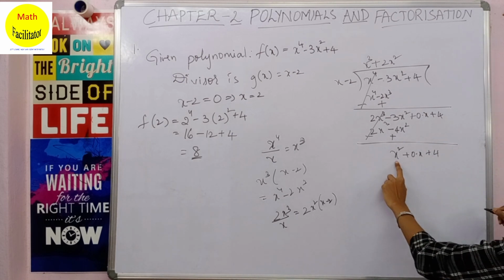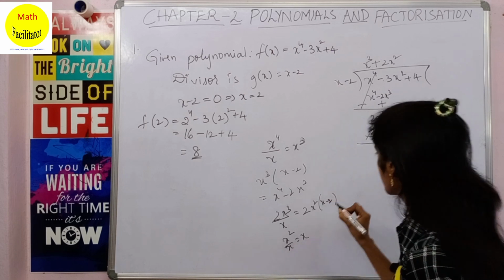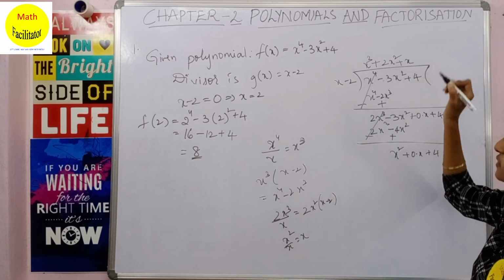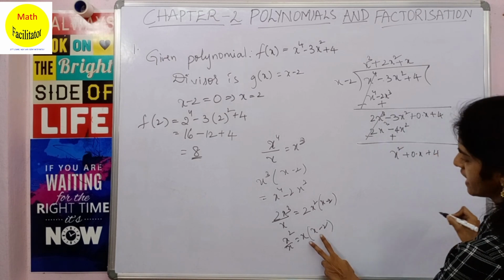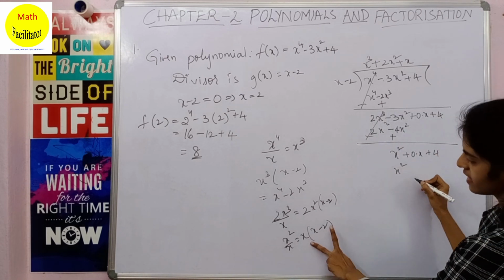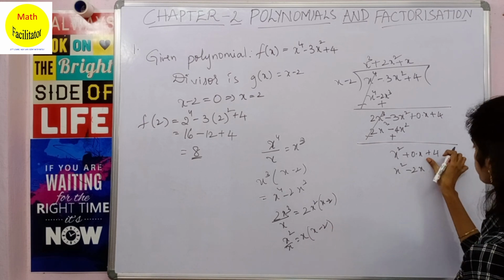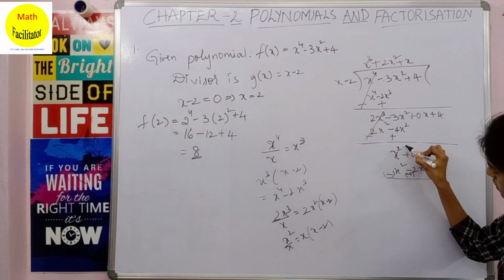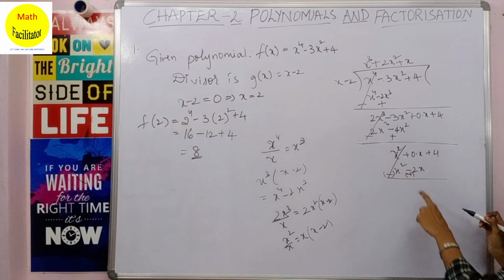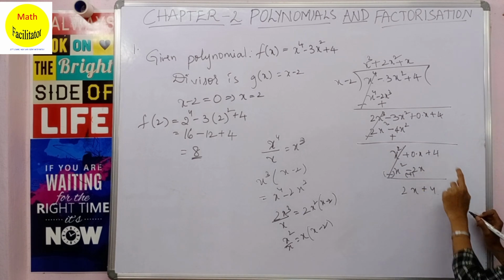Now x square you will divide by x, so x square divided by x gives you x. So x is the next term in the quotient. Now x into x minus 2 gives you what? x into x is x square, x into minus 2 is minus 2x, okay, so you are changing the sign, this is minus, this is plus. So minus x square plus x square gets cancelled and this is plus 2x plus 4. Okay, 2x plus 4. Clear?